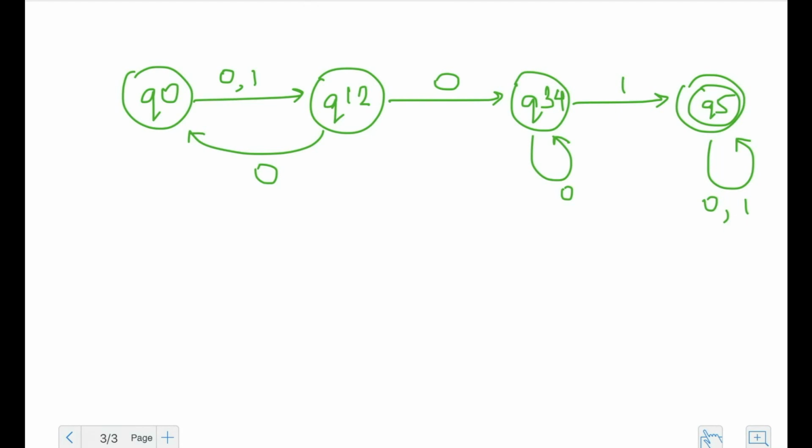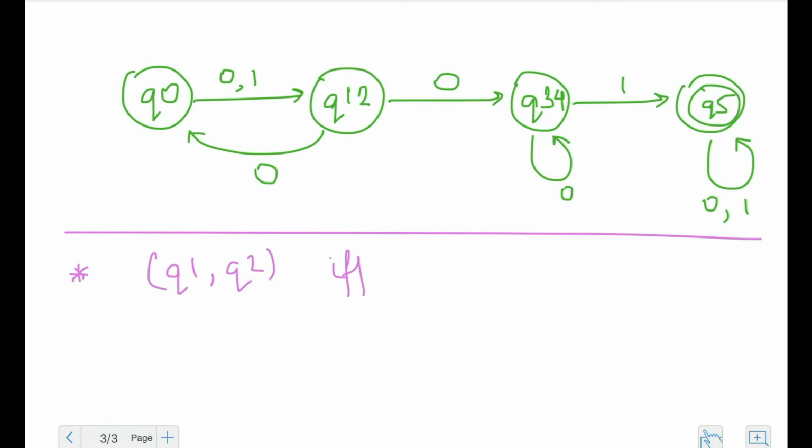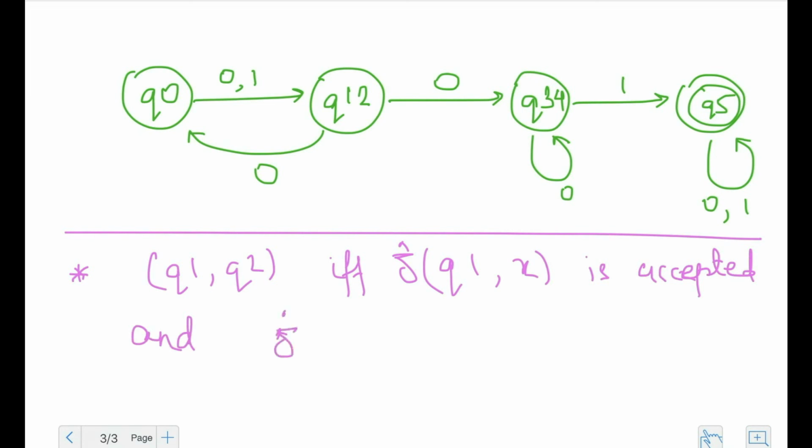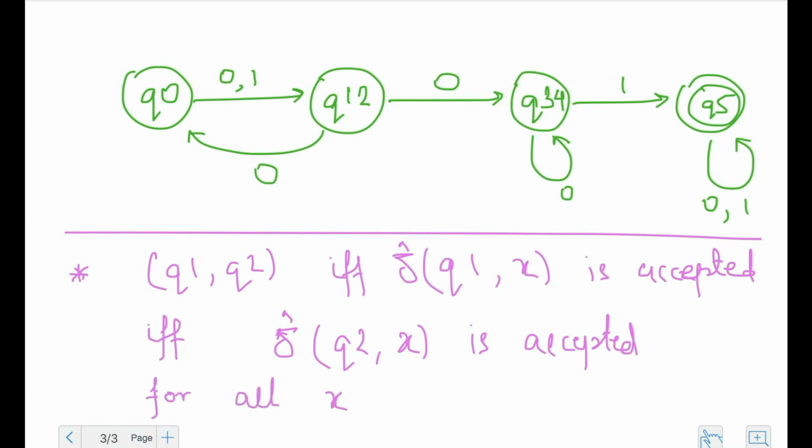And another thing that I want to mention before we end this video is the condition where we say that two states are equivalent. There is a formal condition where we say that two states are equivalent. So Q1, Q2 are equivalent if and only if delta hat of Q1, X is accepted if and only if delta hat of Q2, X is accepted, for all X belonging to sigma star.